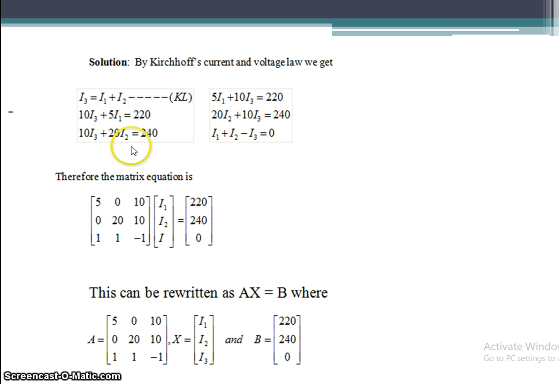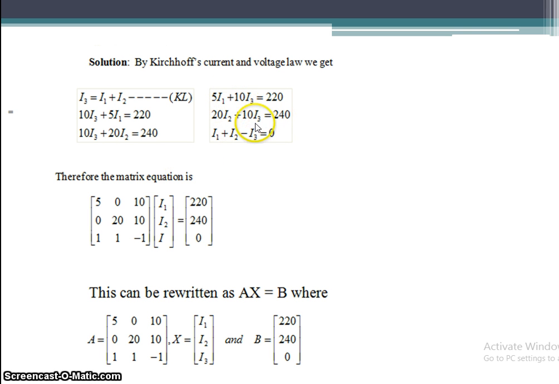Next we rewrite these equations. First, 5I1 plus 10I3 equal to 220. Second one is 20I2 plus 10I3 equal to 240. Then third one is I1 plus I2 minus I3 equal to 0. Here I3 comes from the RHS, meaning we get a negative value, so we can write them in one equation form.